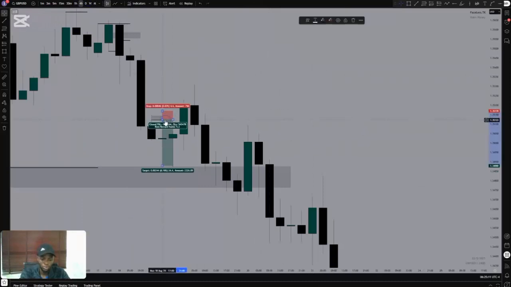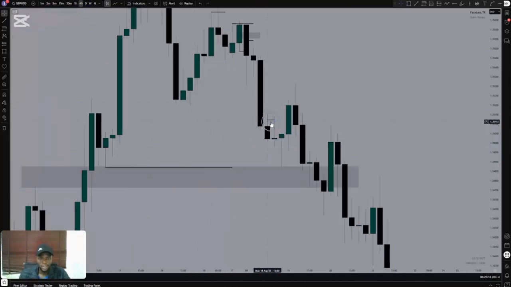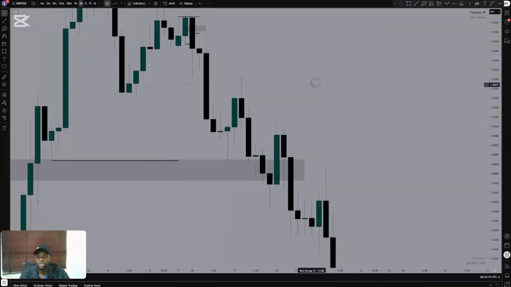So I'm going to my first time frame to look for an area where I'll be using to short price to the downside. And lo and behold, we had this area right here.